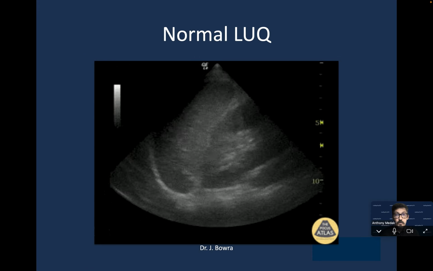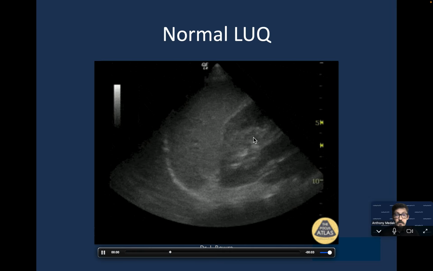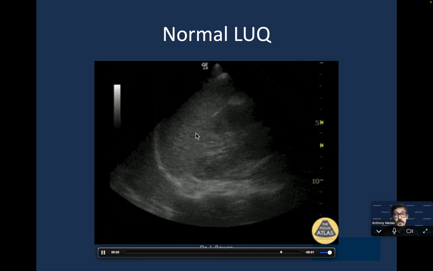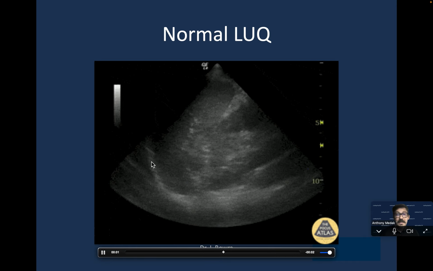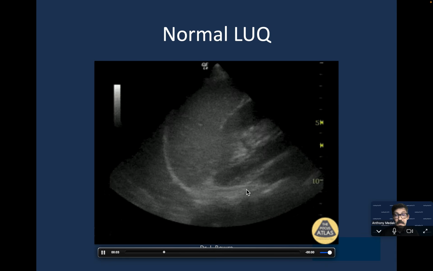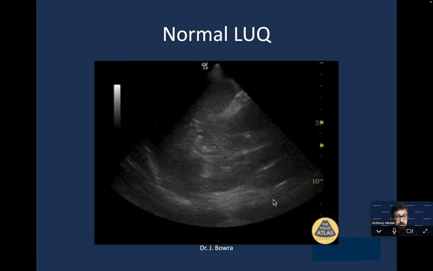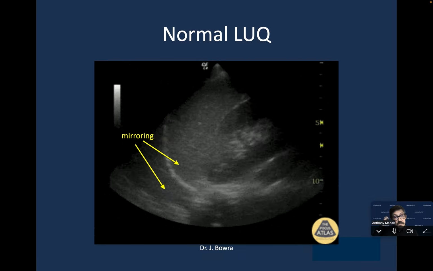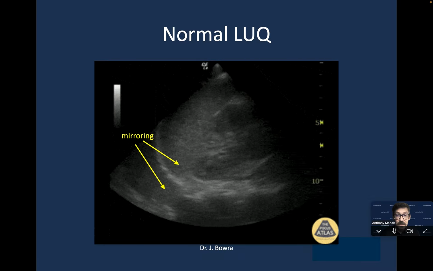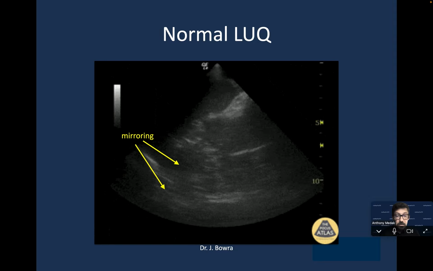So here is a normal left upper quadrant view. So again, here's the left kidney. Here is the spleen. The bright white line is the diaphragm. And again, on both sides of the diaphragm, it looks as though there's spleen on both sides of the diaphragm, which of course there is not. But that's the mirroring artifact that we look for and we expect in the normal condition.